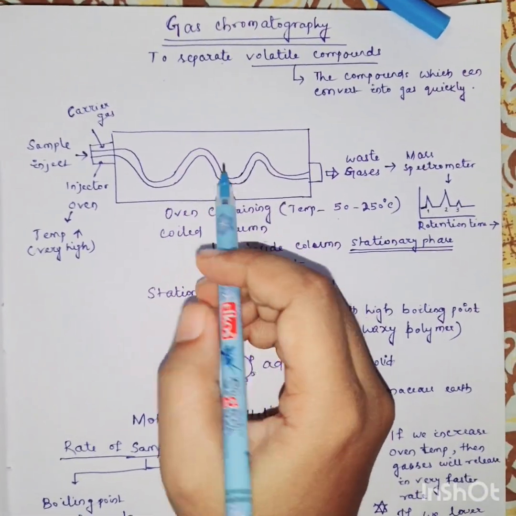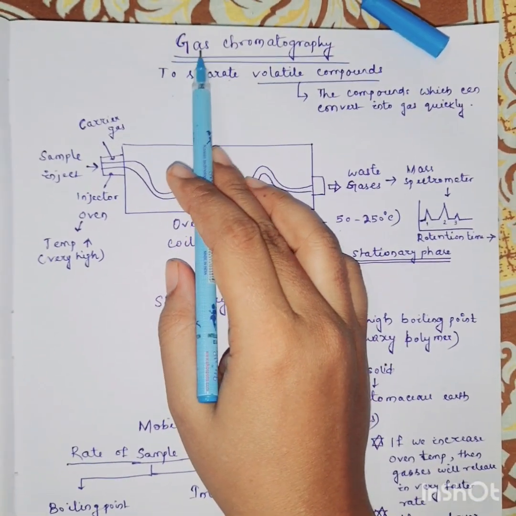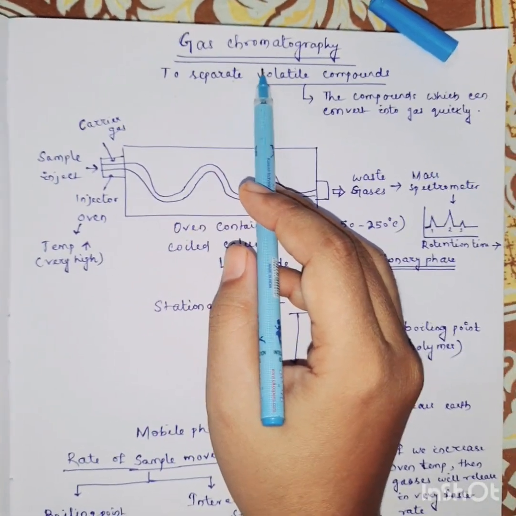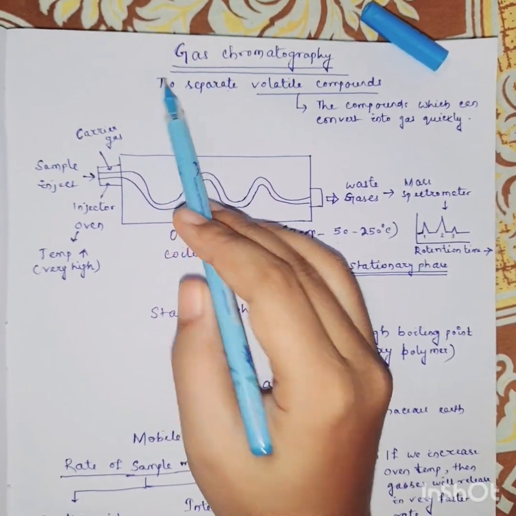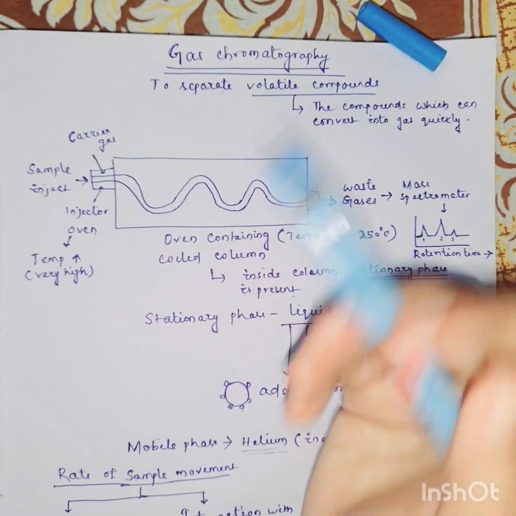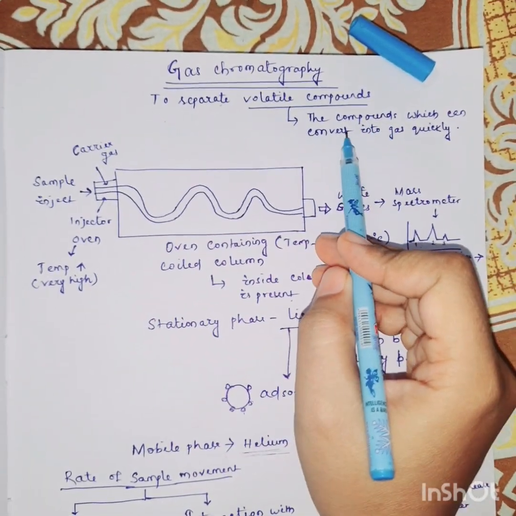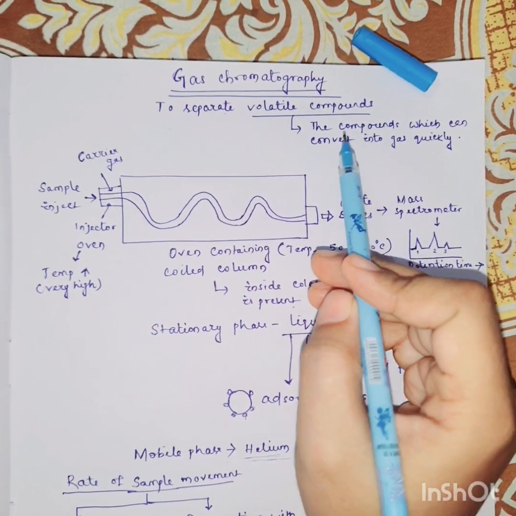Hello students, today we will discuss gas chromatography. Gas chromatography can be used to separate volatile compounds. What are volatile compounds? The compounds which can convert into gas very quickly.